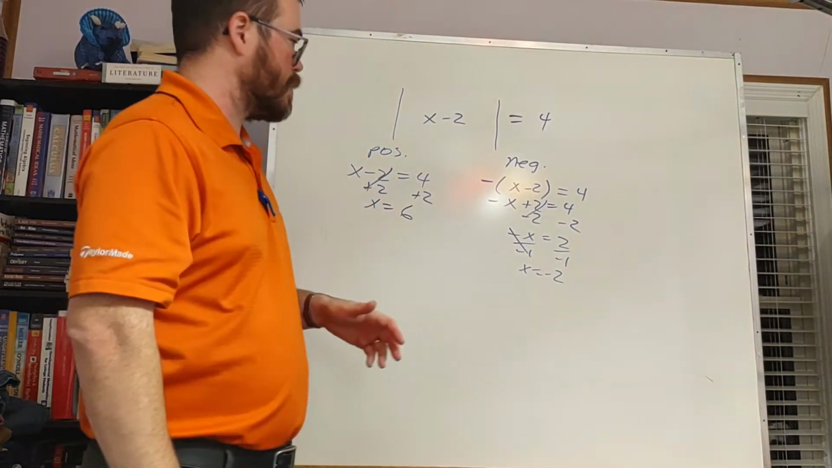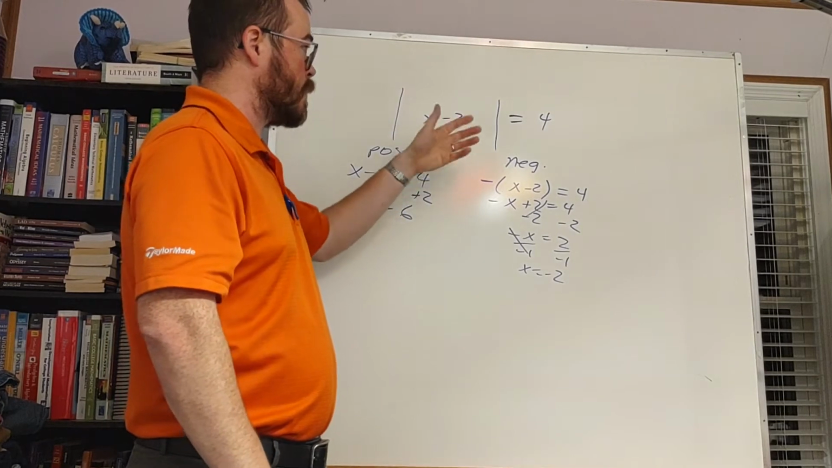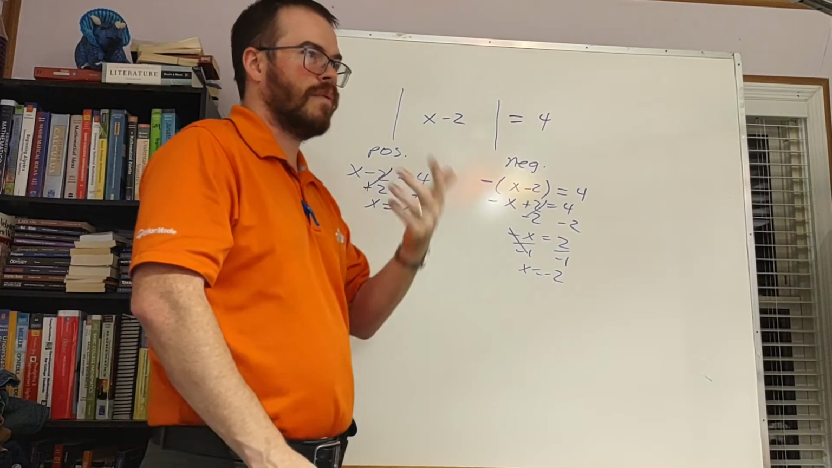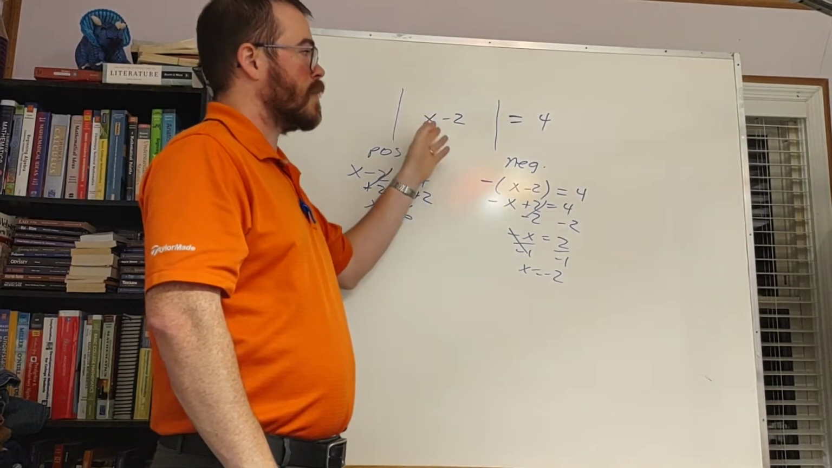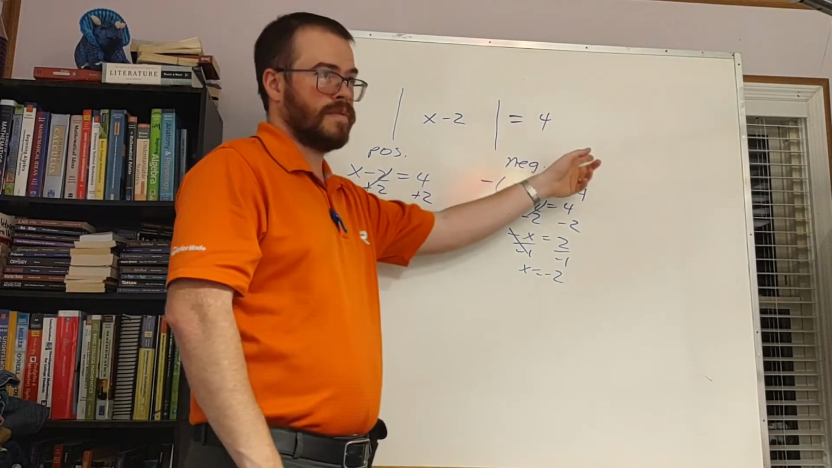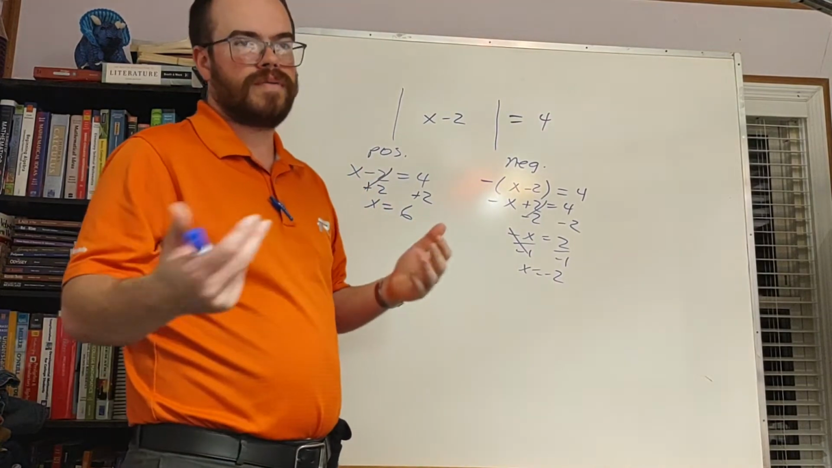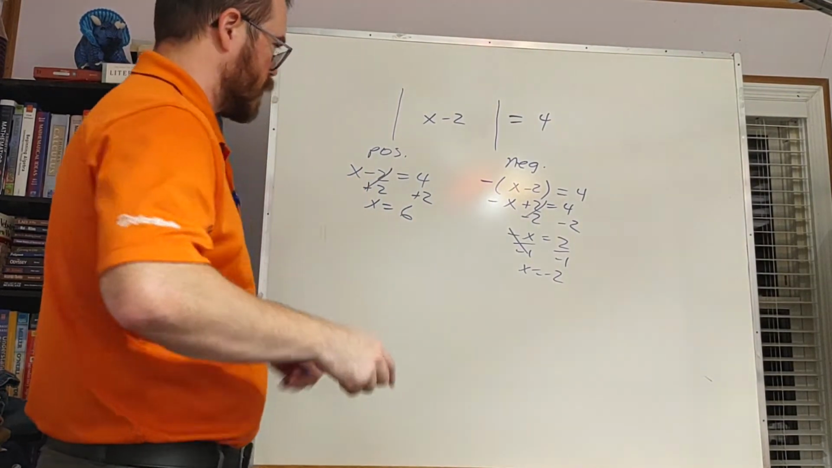So we went through and we tested both of them. We said 6 minus 2 is 4, absolute value of 4 is 4. That would work. Negative 2 minus 2, that's going to be negative 4. Absolute value of negative 4 is positive 4. So we're saying both of these work. We've tested them, so we know these are the solutions.